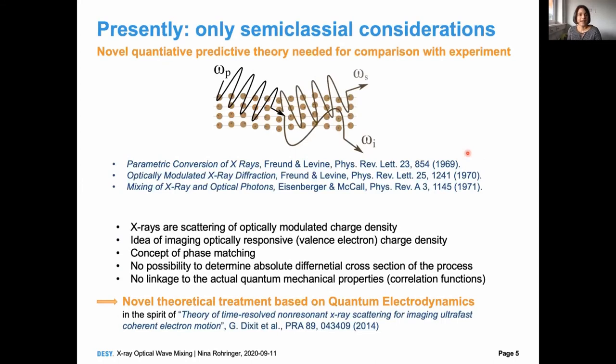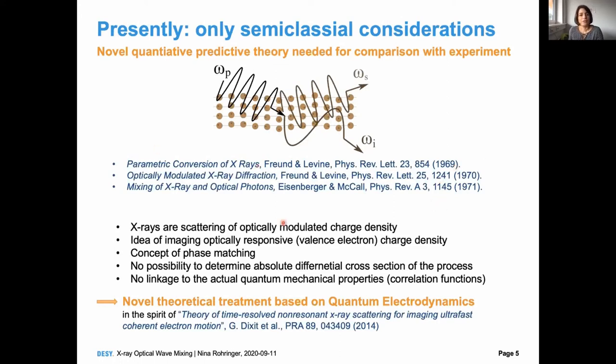From the theory side, these phenomenological treatments actually date back all to the 70s and are based on purely semi-classical considerations. So there is a really strong need for a novel theory that can actually predict experiments and link the actual experimental observables to quantum mechanical properties of the materials.